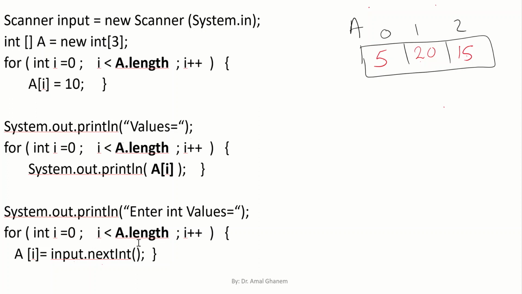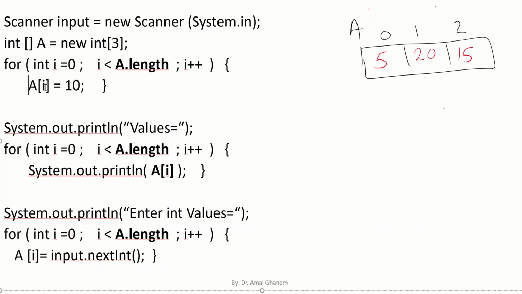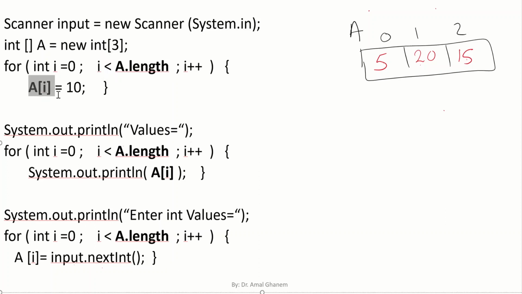So this is a concept we have to remember. Go from i equals 0, i less than a.length. And remember that always you have to mention a[i]. So a[i] means the value inside your array, whether you are doing initialization, input, or output.